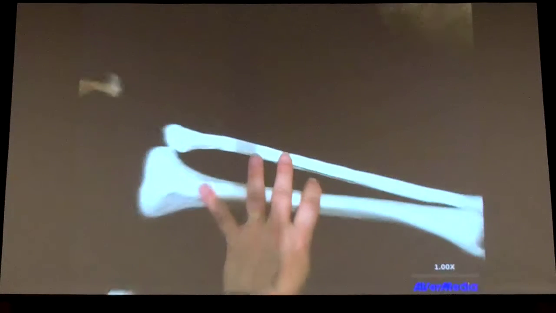Let's move it down a little bit. I'm not sure if this document camera can expand anymore. Let's see. Yes, it does. Okay, let's try that.